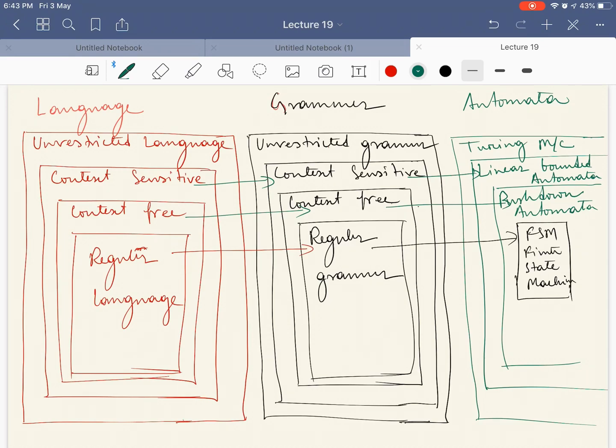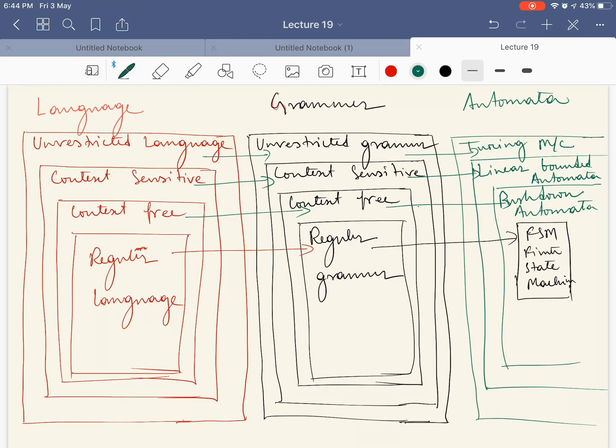So what does it mean? That for the regular language, the set of rules required to construct the regular language is called regular grammar, and the respective machine is called finite state machine. Similarly, the context free language, if we want to automate it, is called push down automata. Context sensitive language, if I want to automate it, is called linear bounded automata. Unrestricted grammar, that means any type of grammar or any type of language, if I want to convert it to a respective machine, is called Turing machine.